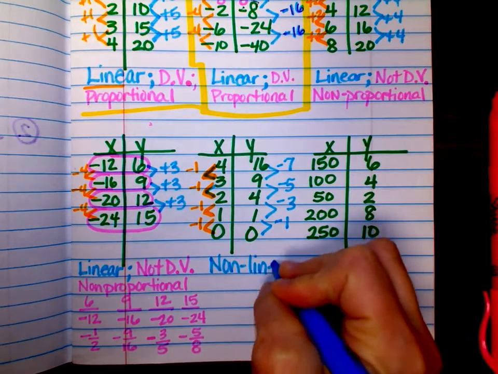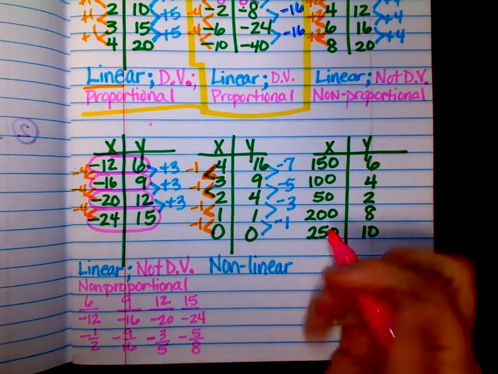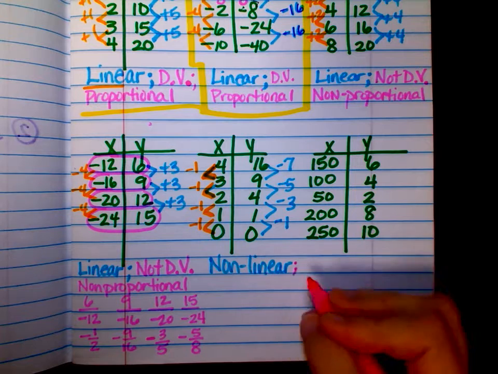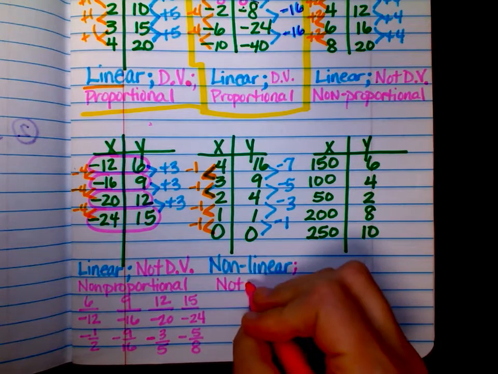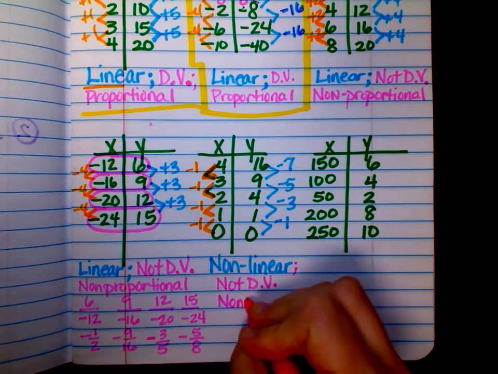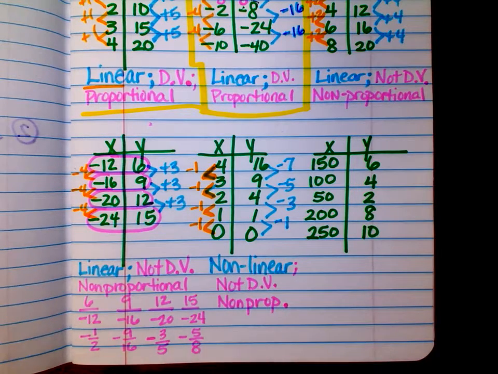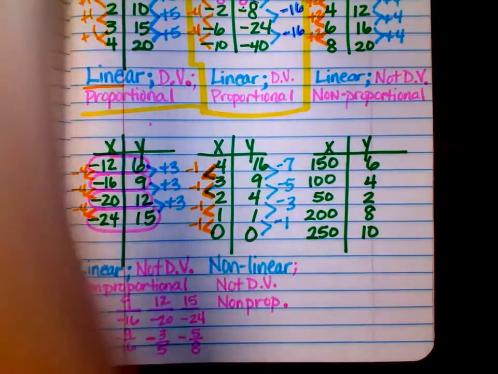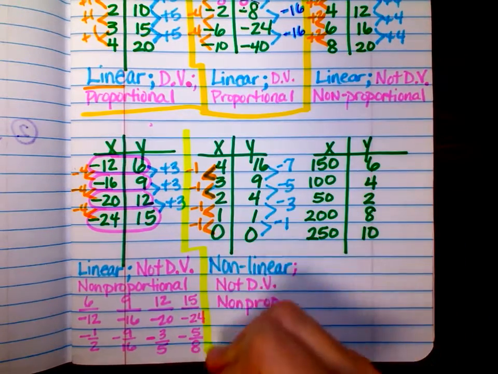This is what we would call non-linear. And obviously if it's non-linear, if it doesn't make a straight line, it's automatically going to be non-proportional, and it is not going to represent direct variation. Go ahead and divide that up a little bit here.